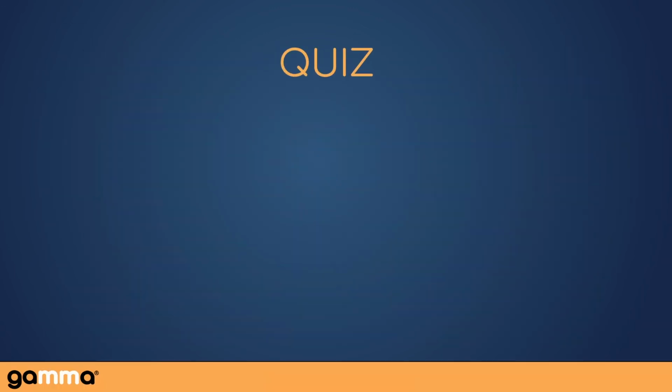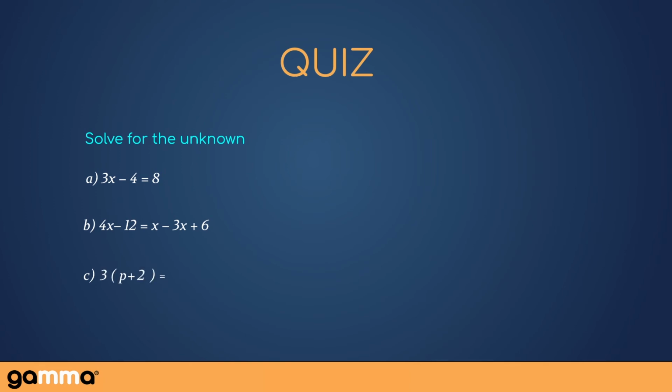I'll give you 3 questions, and you should solve these 3 questions. So this one is solve for the unknown. A is given as 3x minus 4 is equal to 8. B is given as 4x minus 12 is equal to x minus 3x plus 6. And C is 3 into p plus 2 is equal to 2 into p minus 1.